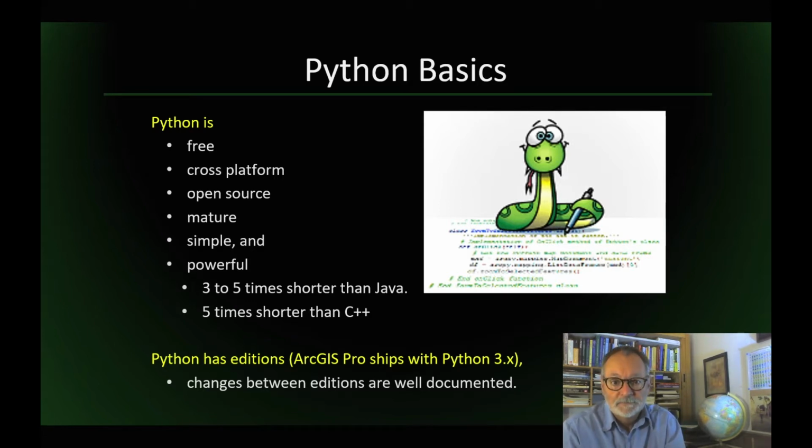And it is powerful. Compared to JavaScript, according to some who know more about coding than I do, it is 3 to 5 times shorter than JavaScript. So imagine needing 20 lines for JavaScript. Supposedly you can do the same thing in maybe as little as 5 lines. And it is supposed to be 5 times shorter than C++. C++ is still the coding language that those of you who learned coding at the Department of Math and Computing Science, you would have used C++.